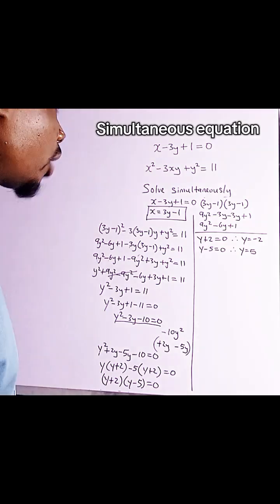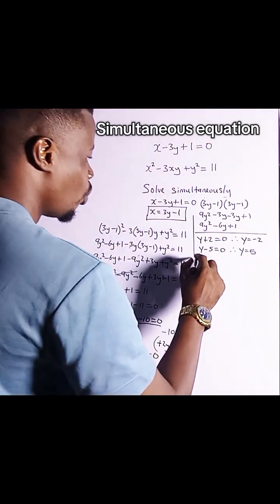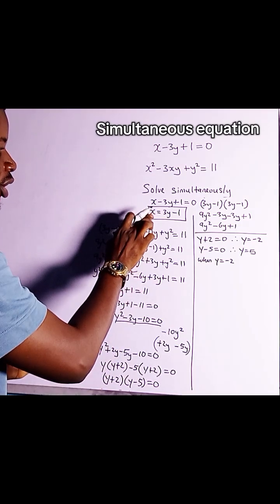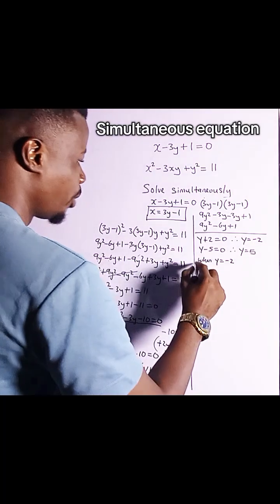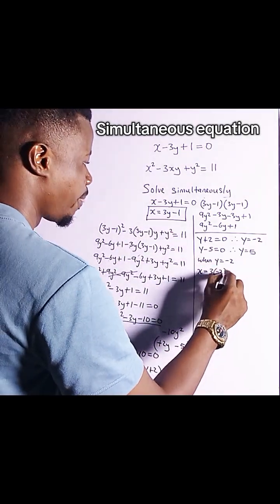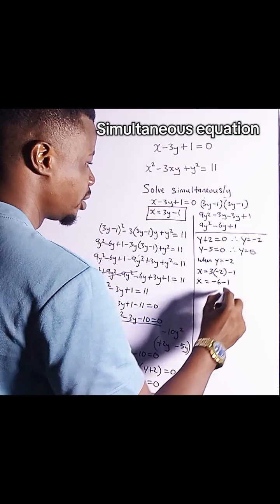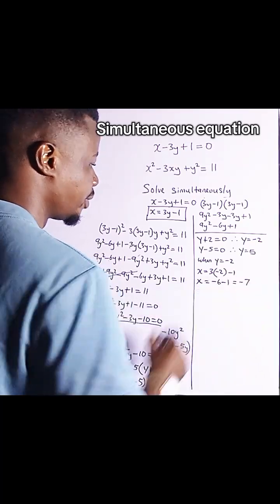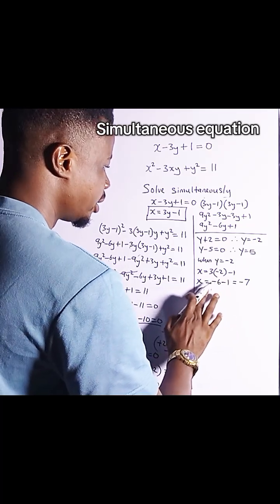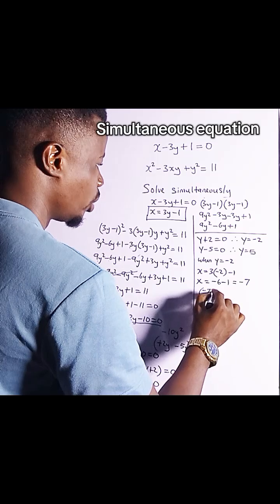What does it mean? It means that we're going to have corresponding values for x. So what happens when y is equal to minus 2? How do we get our x value? Let's pay attention to this equation. We can use this to get our x values, right? So it becomes x is equal to 3 into your y, which is minus 2, minus 1. So your x is equal to minus 6 minus 1, which is minus 7. So it means that when your x is minus 7, your y is minus 2.